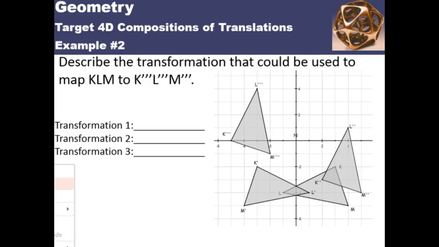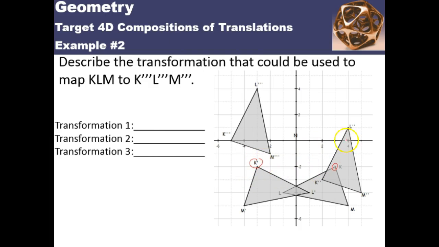All right, pen, and I want red. Okay, so to do this problem, we have to write all the transformations that map regular K to K triple prime, and L to L triple prime, and regular M to M triple prime. So to do that, we have to go in order. So we have to go from regular K, which is right here, to K prime, which is right here.